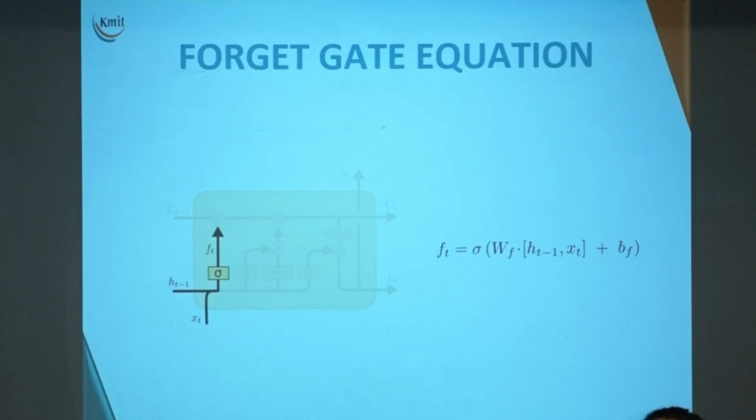If the sigmoid output is 0, ft will be 0. Ft is the output that we are writing out of the forget gate. That means this particular word is decided to be forgotten. This particular word is decided to be retained. 0 and 1. Clear enough?